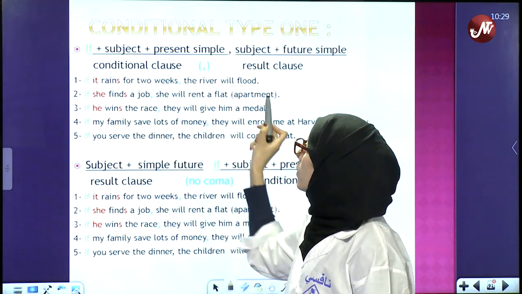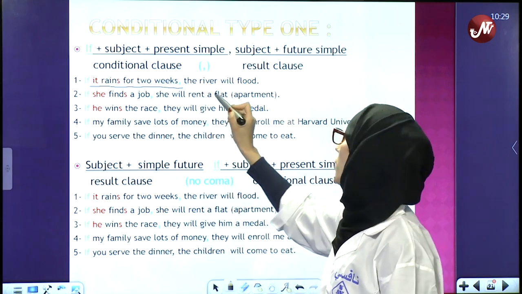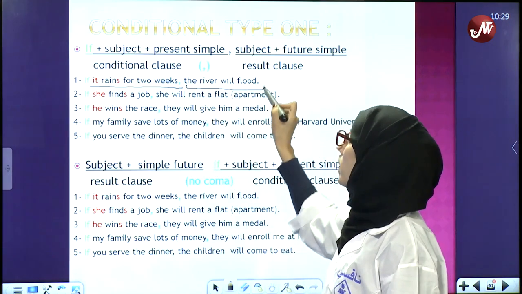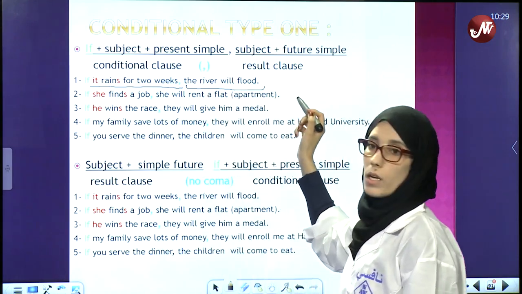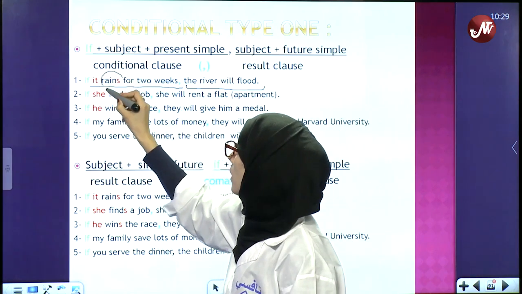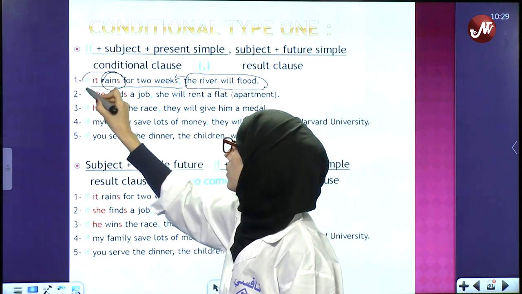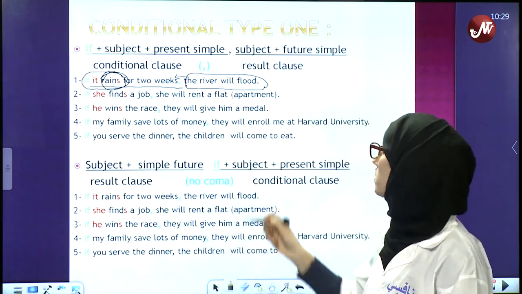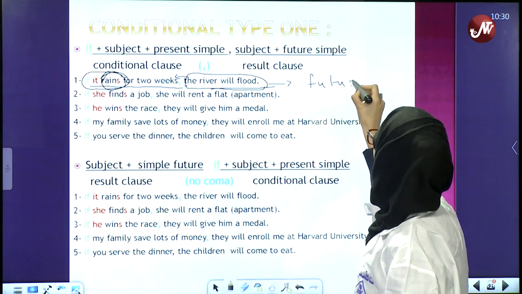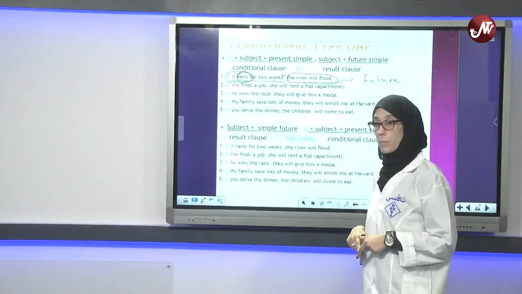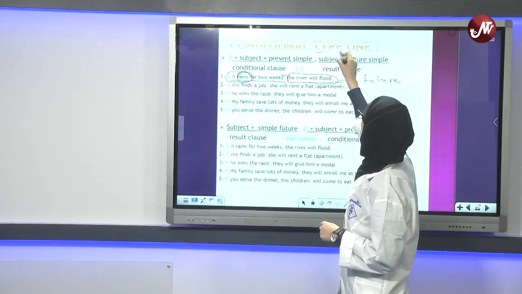So, let's have the example. If it rains for 2 weeks, this is the conditional. The river will flood, okay? So, if it rains for 2 weeks, the river will flood. This is the result of this. This is the condition. If it rains for 2 weeks, this is the condition. What is the result? The result will be in the future. So here the condition is in the present and the result is in the future. Okay? So we call this type 1.